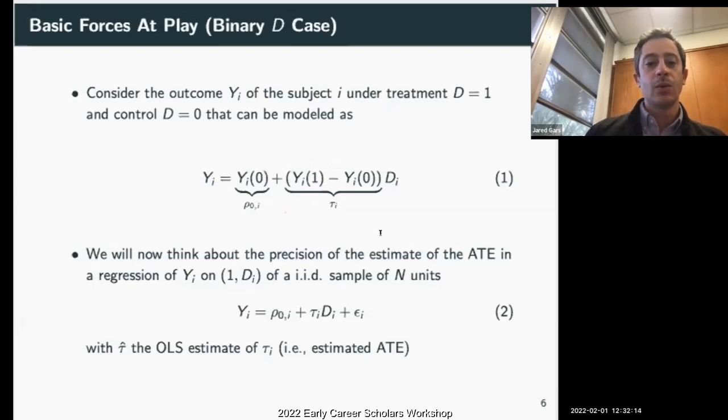And so what we're going to try to do here is estimate this tau i, this term next to the di, and then think about the precision of this average treatment effect. So that's what we're going to call our average treatment effect. And in this regression framework that we see in equation 2, that's going to be akin to regressing yi on our constant as well as the indicator for our treatment, and that's going to give our estimate of tau i.